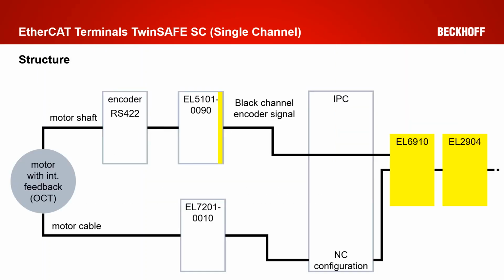Let's have a look at the structure. We have the motor with integrated feedback that is connected to the EL7201-0010. The motor is controlled via an NC task, and the position and velocity data is transferred as a standard signal to the safety logic, to the EL6910. On the other side, we have the motor shaft that is directly coupled to the encoder, and with the EL5101-0019, the TwinSAFE single channel terminal, we are reading out the encoder data. The data is directly communicated to the EL6910, so we don't have any process data processing inside the PLC.